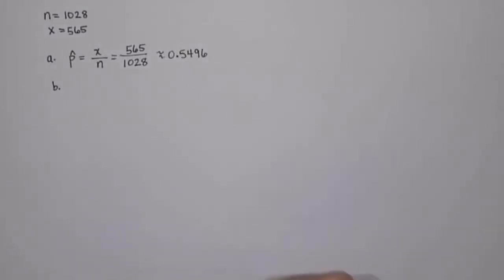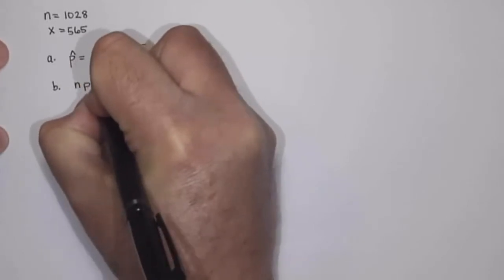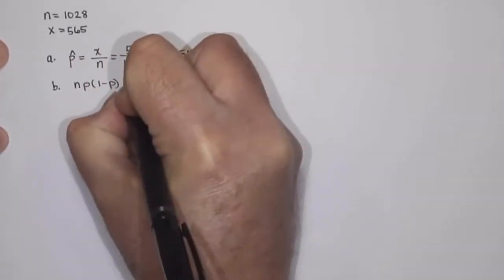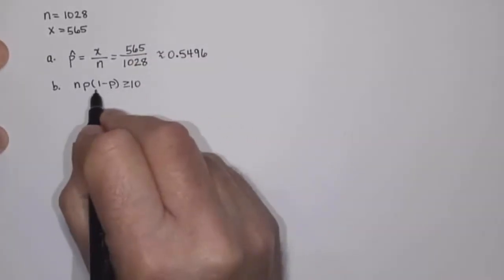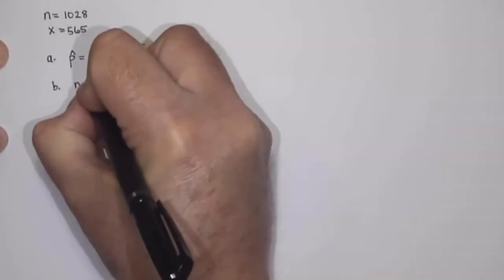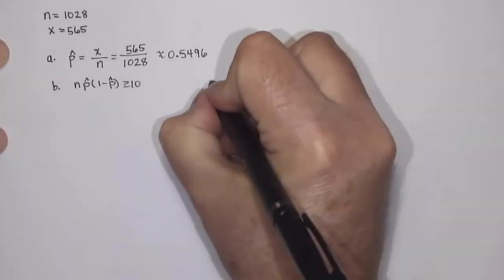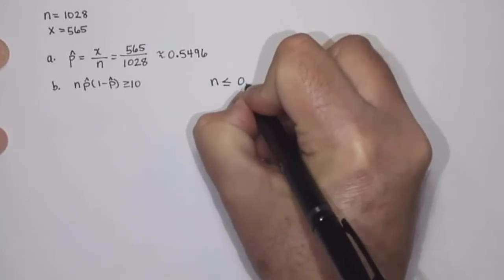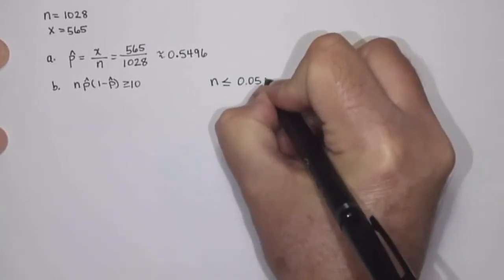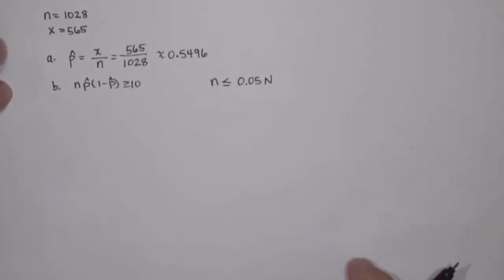So we have 2 conditions. We need to make sure that n times p times 1 minus p is 10 or bigger. Now, this is what we really want, but we don't know p, so we're going to have to use p hat in its place. We also need to make sure that our sample size is less than or equal to 5% of the population. So we've got to check these 2 conditions.